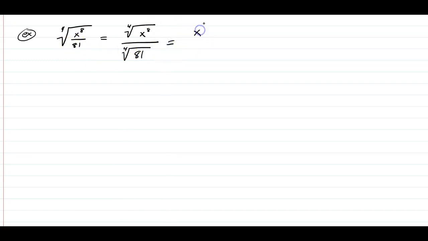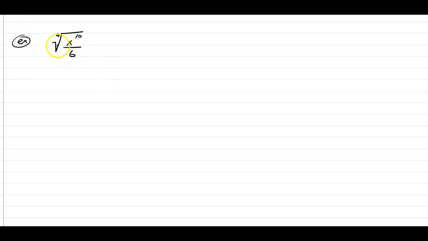Now I'm going to rewrite that, because the 4 goes into the 8 evenly. And so on top, that's going to become x squared. On the bottom, that 81, if you were to do the birthday cake, is just 3 times 3 times 3 times 3, so I have a group of 4. And so I have x squared over 3.